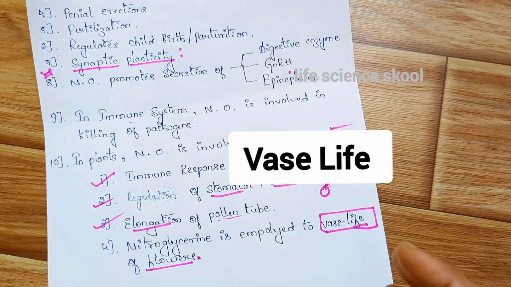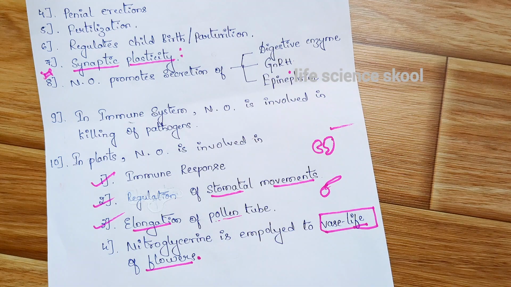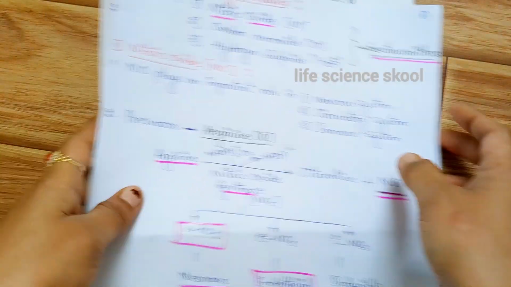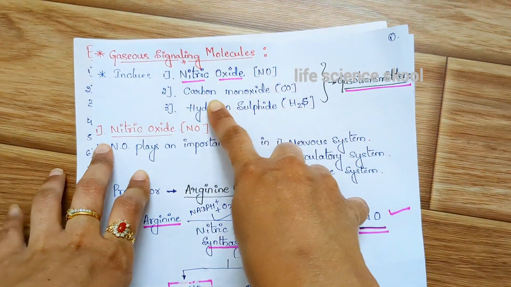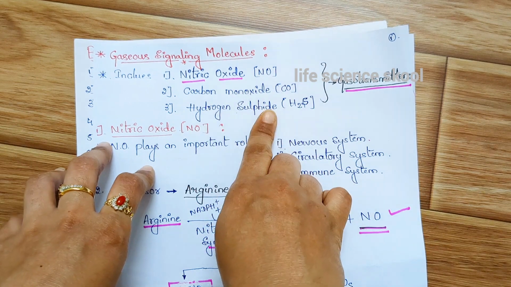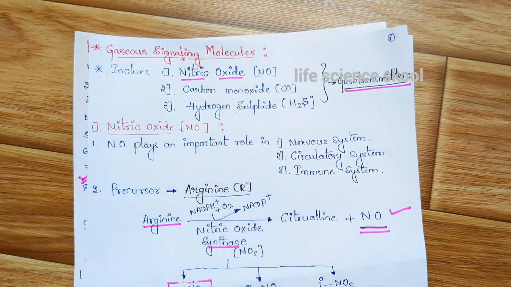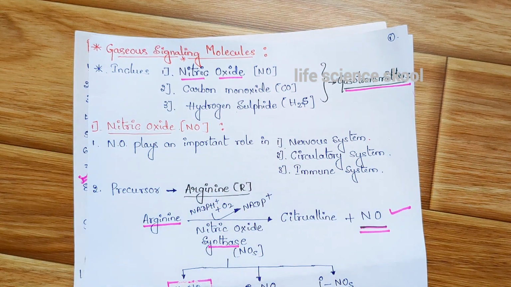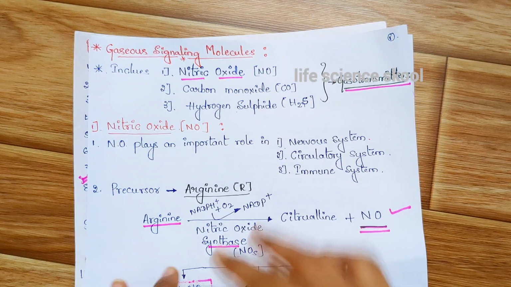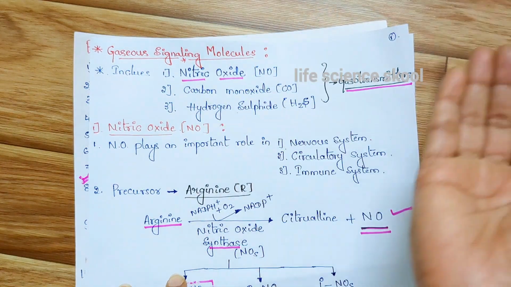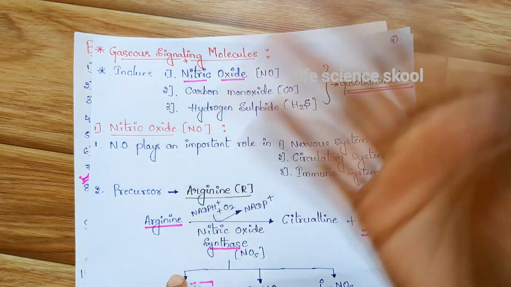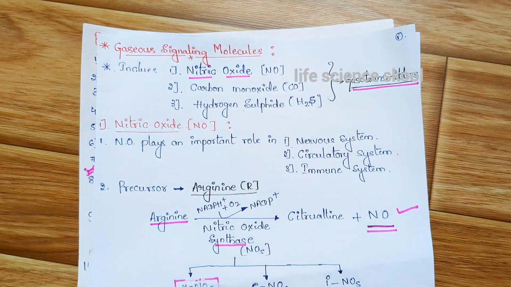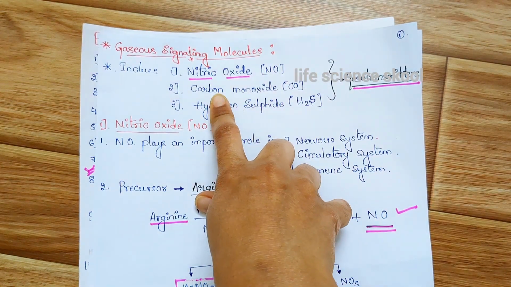Okay, so these are some of the important points on nitric oxide. In the next video I will discuss carbon monoxide and hydrogen sulfide and other gaseous signaling molecules if possible. Or else I will cover the other gaseous signaling molecules in another video. So in the next video we will discuss carbon monoxide.